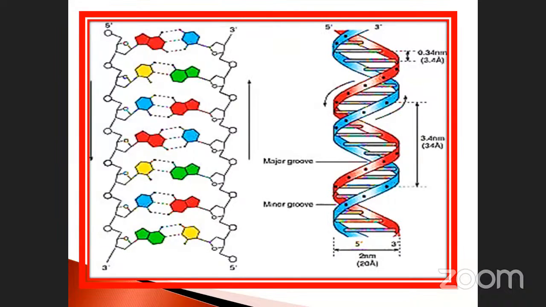See, 5' and 3'. Anti-parallel means here 5' and 3', and here 3' and 5'. Here it starts at 5' and ends with 3'. The backbone is composed of sugar and phosphate, and in the center there are nitrogen bases. The structure is in a twisted manner. Already we discussed this, isn't it? So this is the structure.